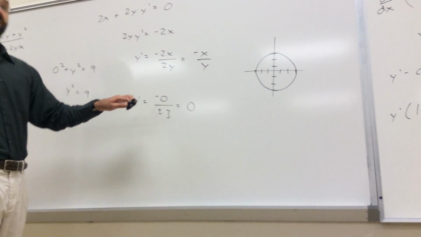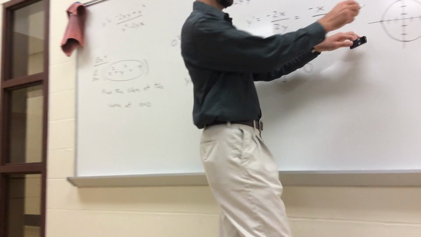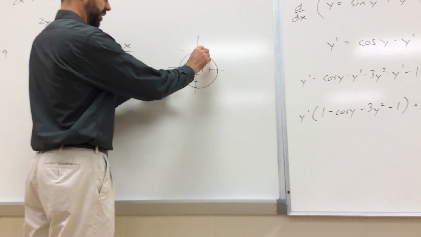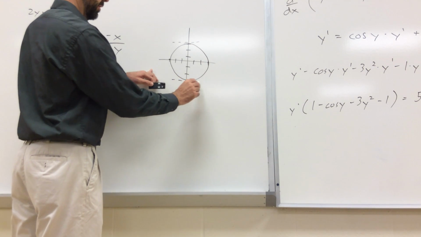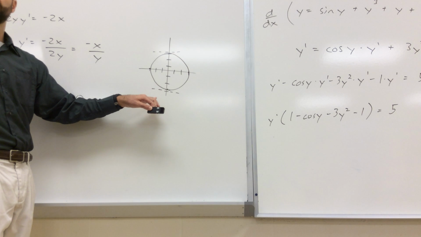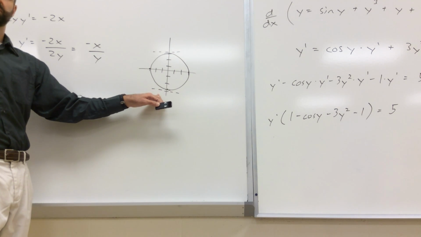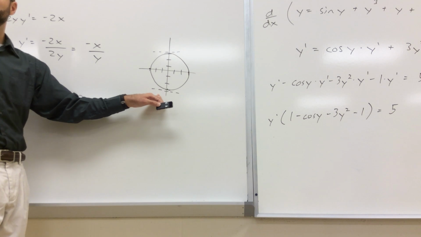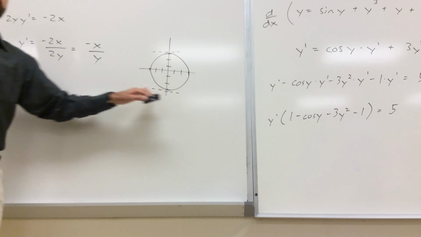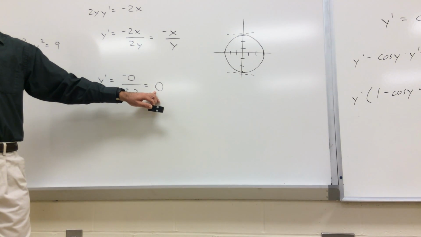And then we were trying to find the slope when x is 0. So there are two places where x is 0. That's there and there. That's the 0, 3 and the 0, negative 3 that we found. And it's true that the slope is 0 at both of those locations. So this is just graphing to show that this is the correct answer for the slope of this curve at 0.